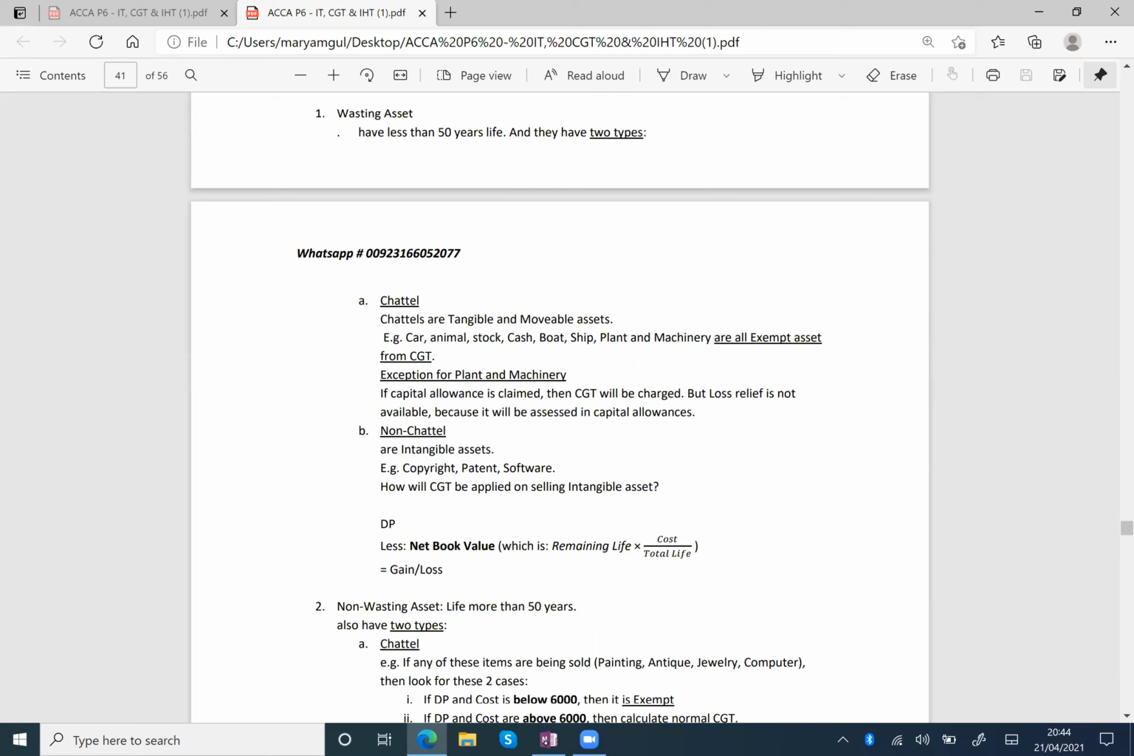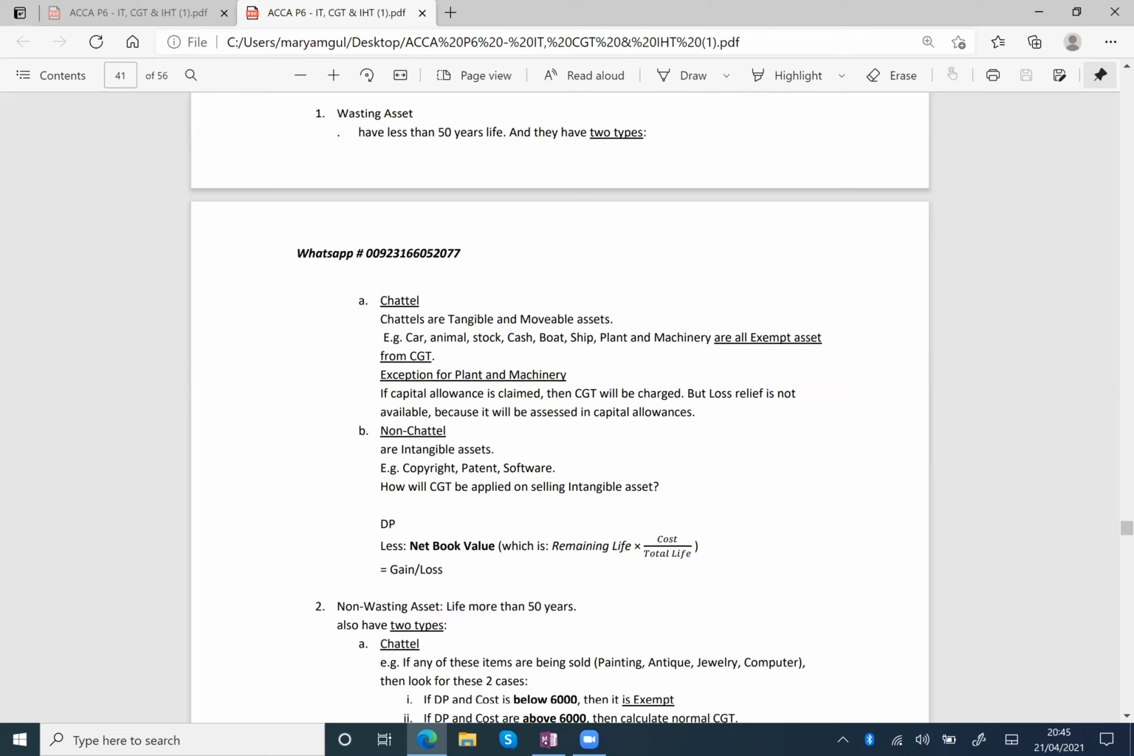cash, boat, ship. Tell me, whenever you sell the car, animals, cash, is CGT applicable or exempt? If you see the exempt asset list in CGT, given in the previous topics, there is no CGT whenever you sell these. So car, animal, stock, I mean current assets, cash and boat, ship are exempt. Just remember the names: car, animal, stock, cash, boat, ship. If these are given in the exam and you are selling or gifting, it's exempt from CGT. No CGT applies. And plant and machinery are also exempt assets from CGT.